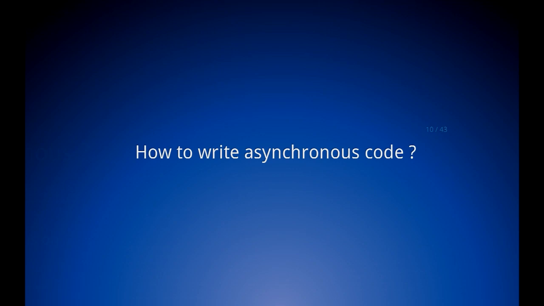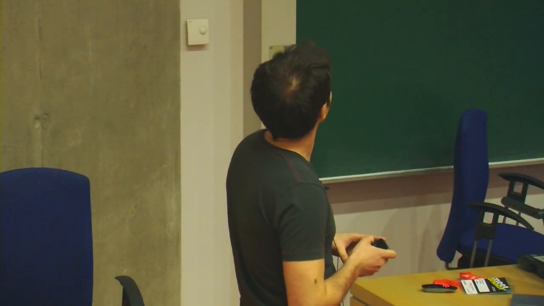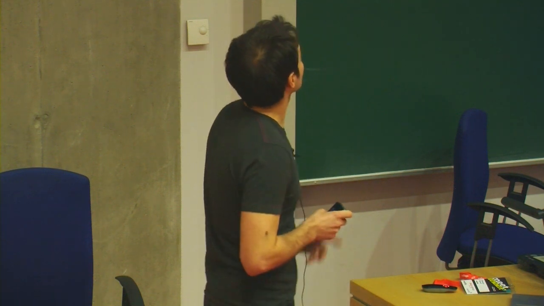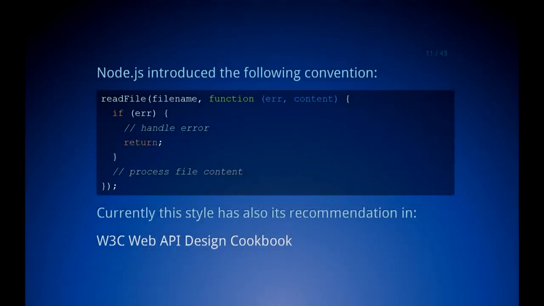So how to write asynchronous code? Node.js introduced the following convention. You see we have an asynchronous readFile function, which takes a callback. This callback handles both error and success. As the first argument, we receive an eventual error, if there is any, and in the following arguments, we have the result of that function.